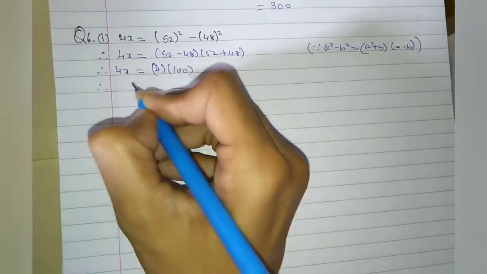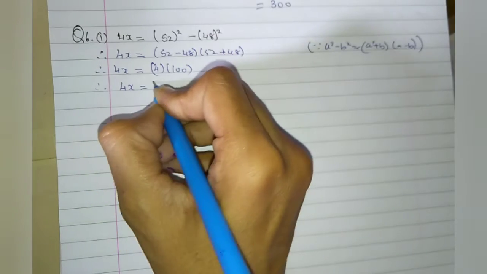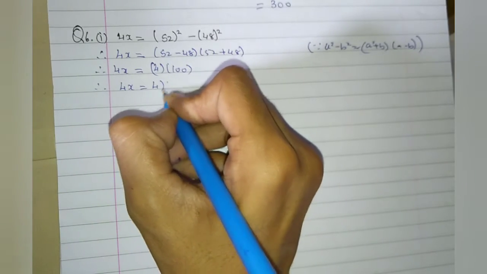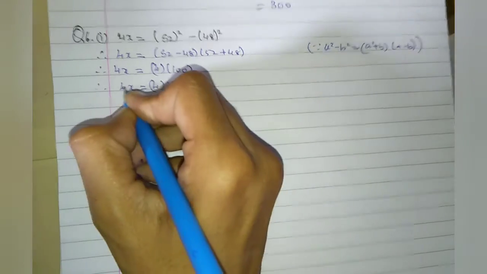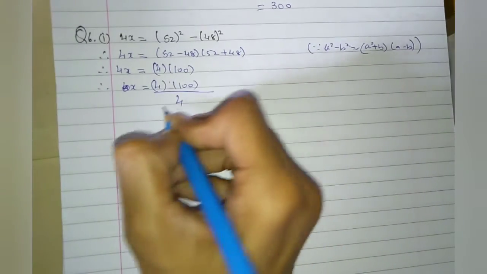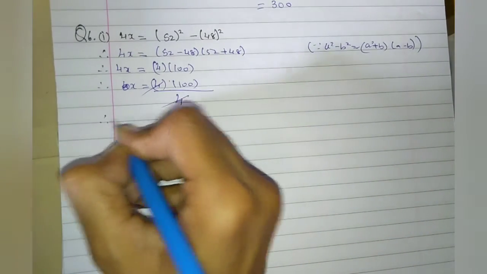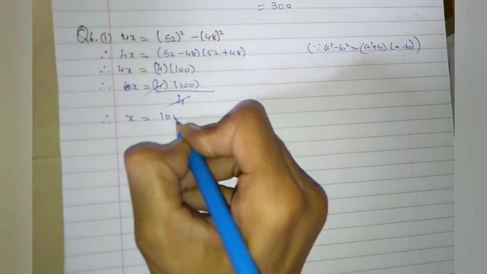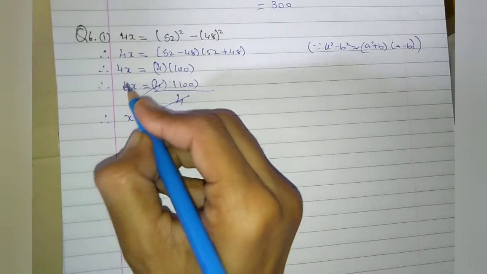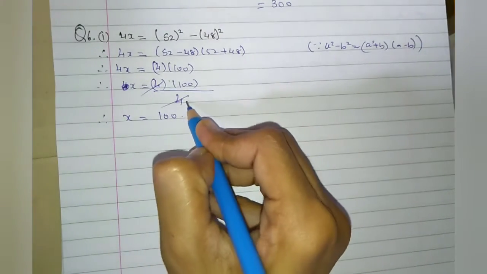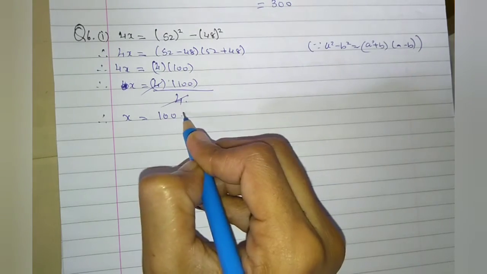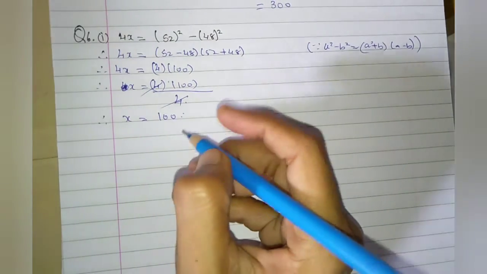So therefore 4x equal to 4 into 100, and we write the 4 in the denominator. So 4 cancels. Therefore x equal to 100. So 4 cancels, and 100 is the answer.